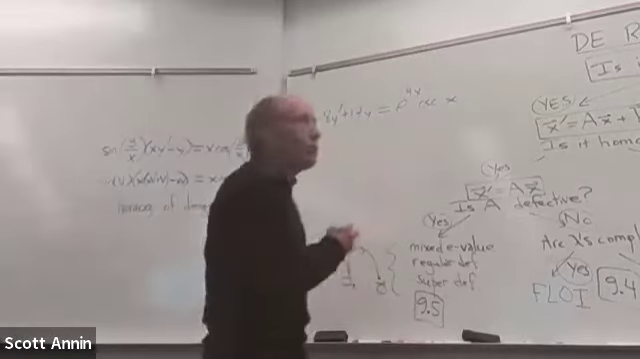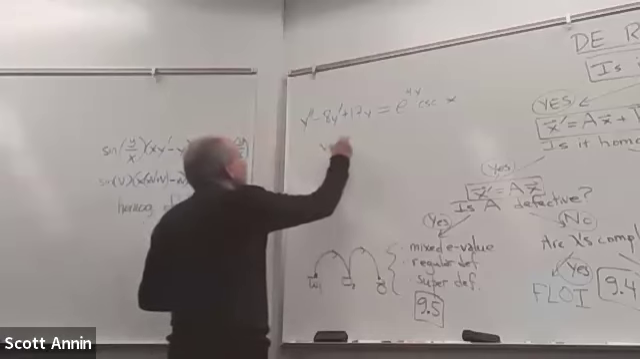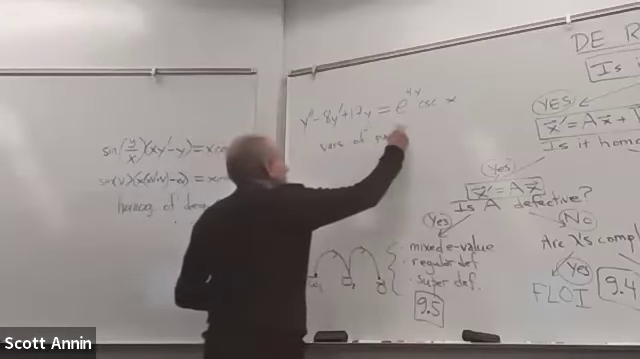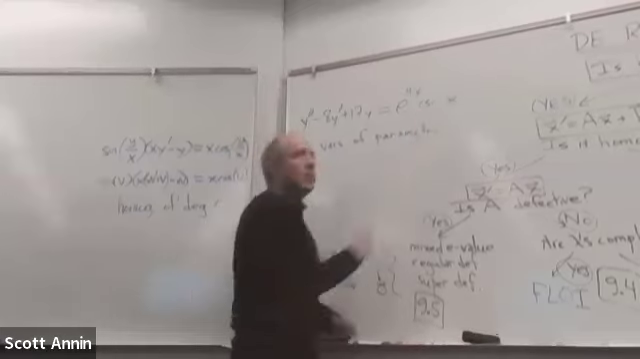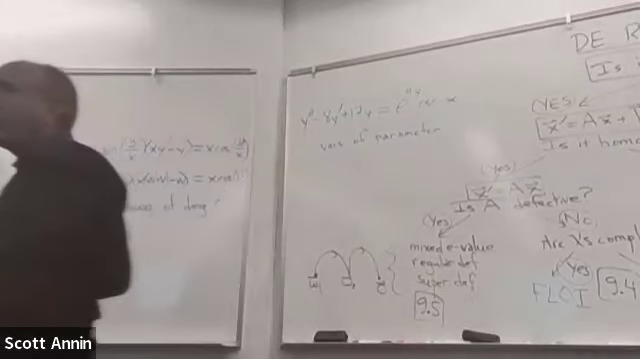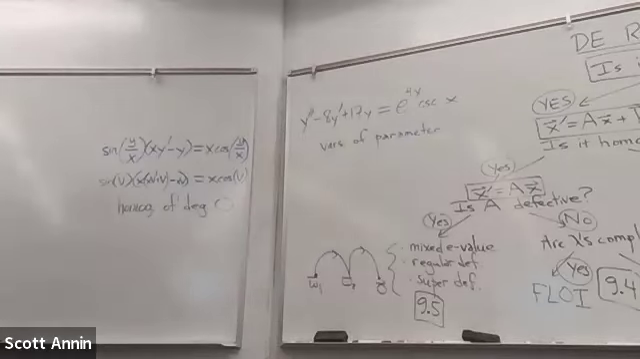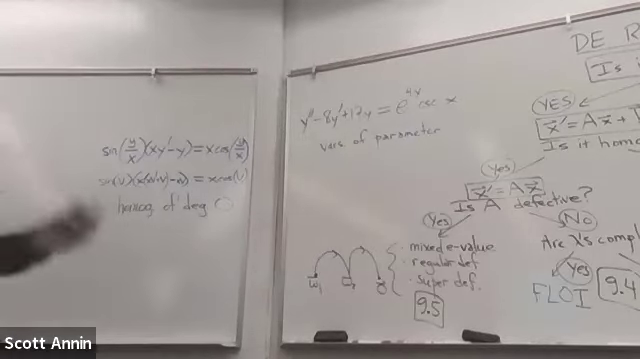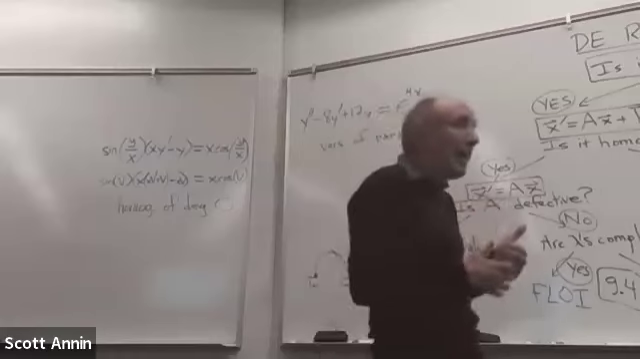Yeah, I would use the variation of parameters. By the way, guys, you did a great job on the midterm with this. I saw very few people trying to use annihilators to do a variation of parameters problem, and I saw very few people trying to use variation of parameters to do an annihilators problem. So keep up the good work on that.